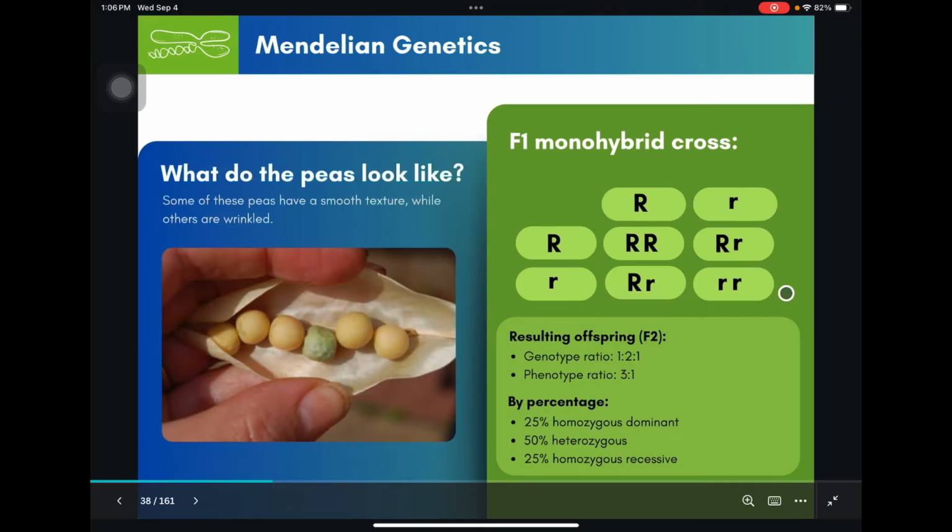So some of these peas have a smooth texture while others are wrinkled because technically in the F2 generation, the recessive traits are already reflected.